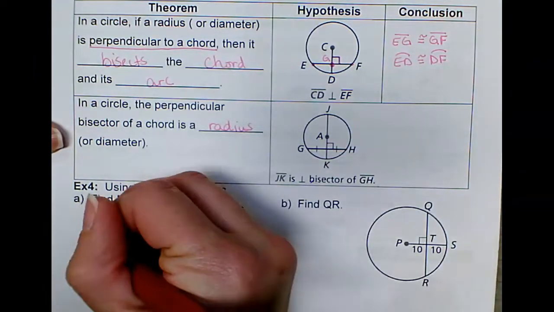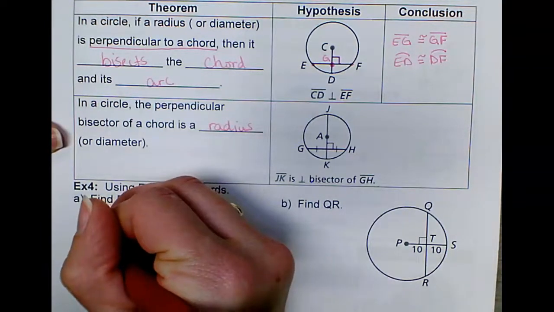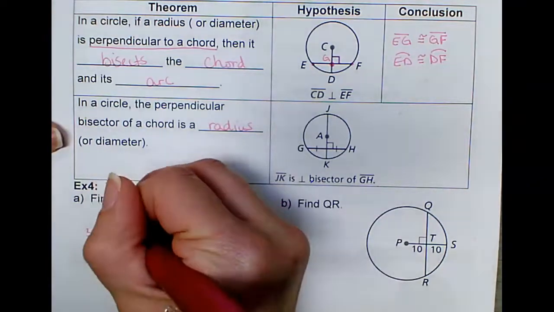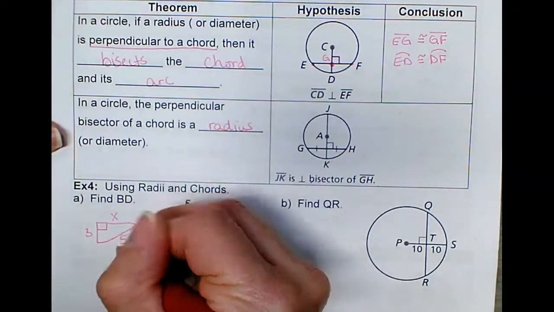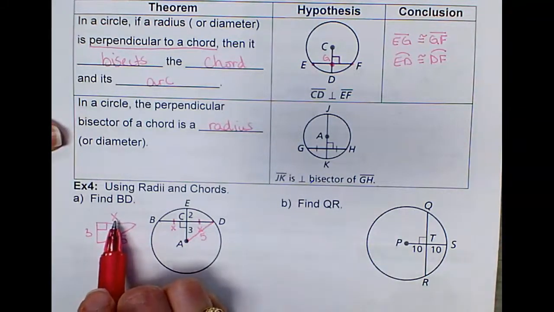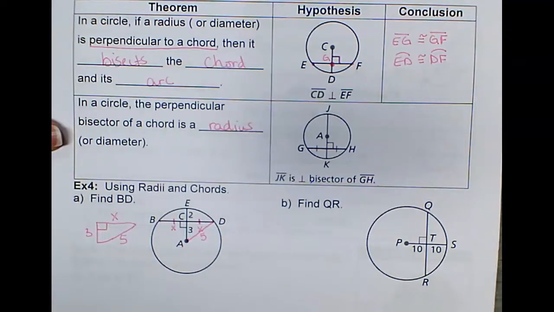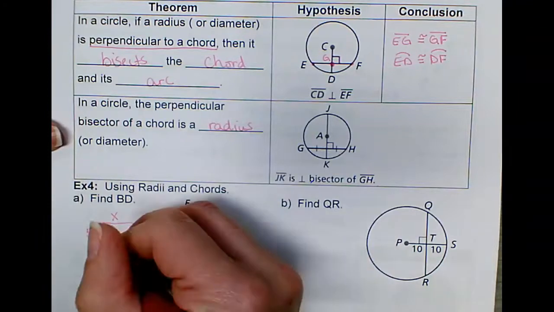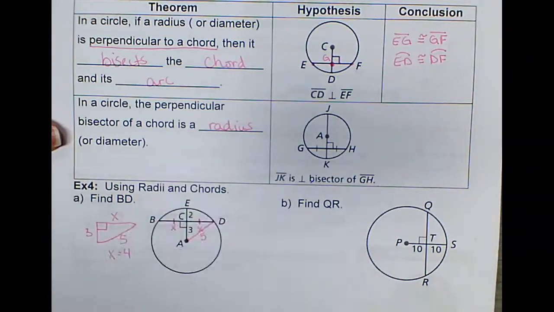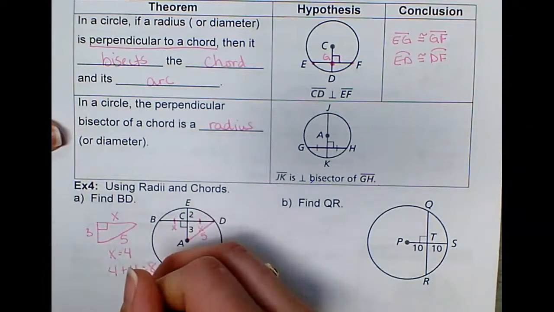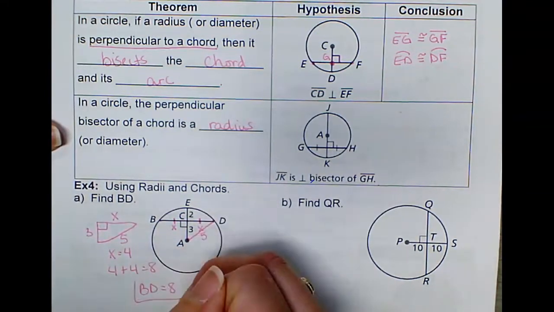So what you have is a right triangle with a length of 3 and x and 5. And now, in order to find that missing length, you can use Pythagorean Theorem. Or in this case, you can recognize that this is a Pythagorean triple with sides of 3 and 4 and 5. So if x equals 4, and I'm looking for the length from B to D, well, 4 plus 4 is 8. So the length of BD is 8.